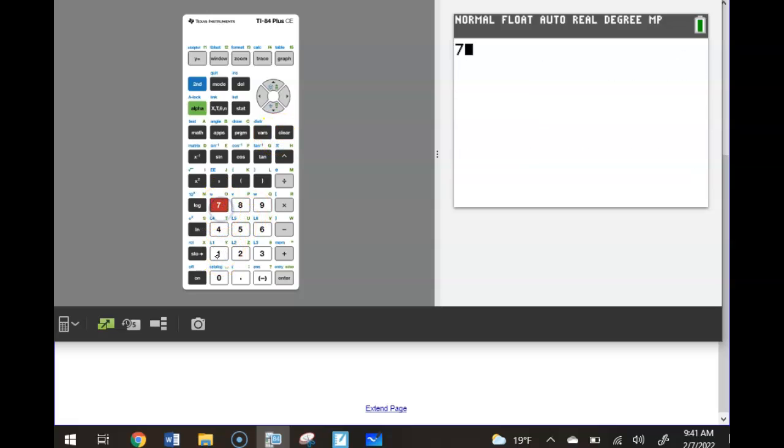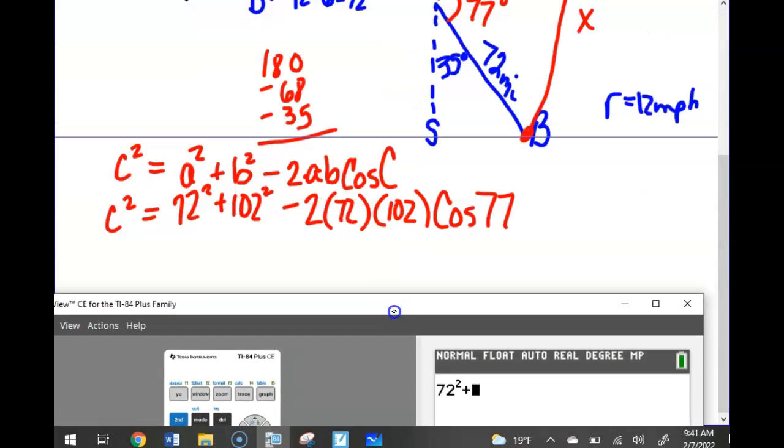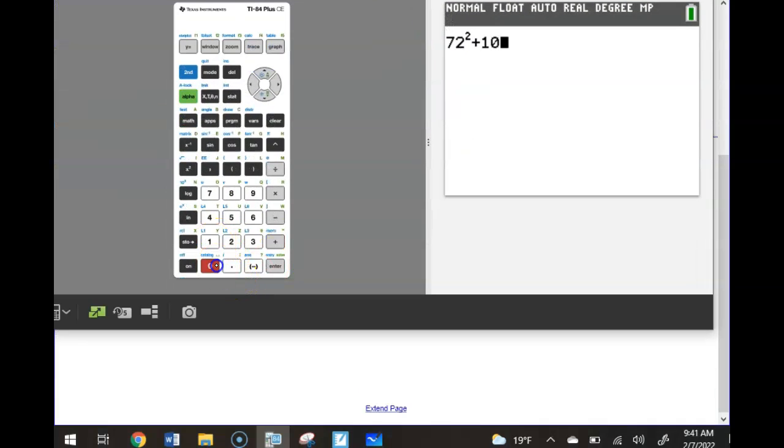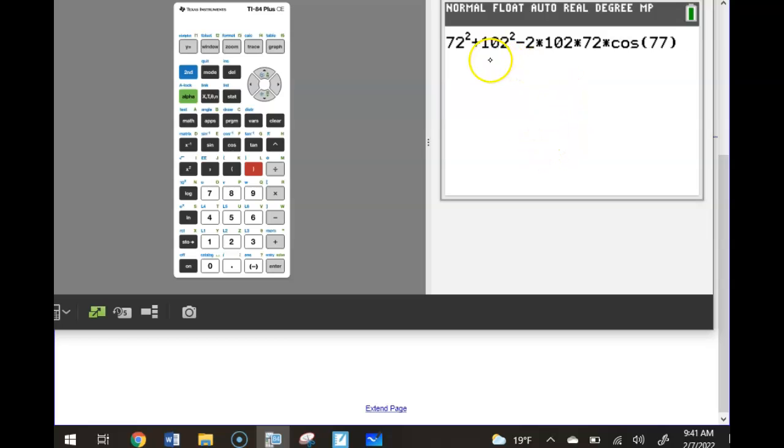But then we are typing, I already forgot. Was it 72 squared plus, was it 107? 102 squared minus 2 times 102 times 72, all times the cosine of 77. Okay. I don't know if you remember from law of cosines, but you cannot hit enter anywhere along the way in here, okay? You could do things in pieces, but all of this chunk has to be multiplied together back here, okay?